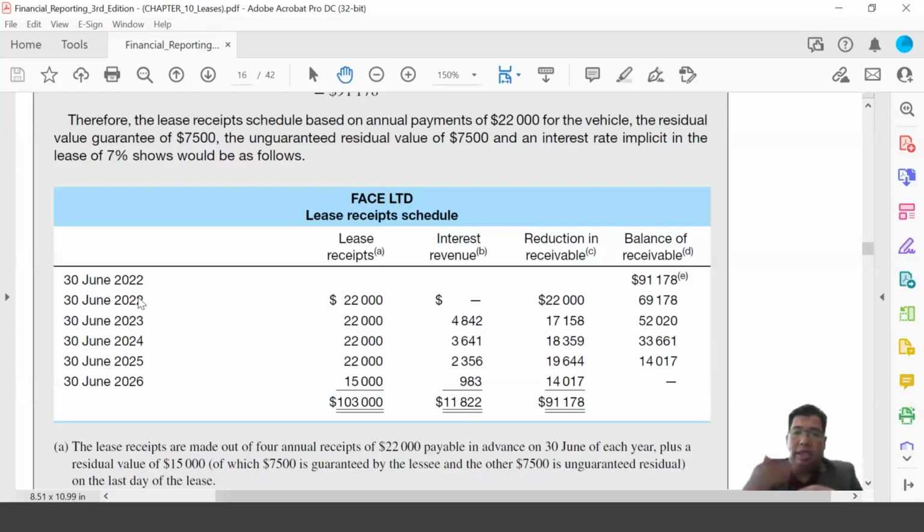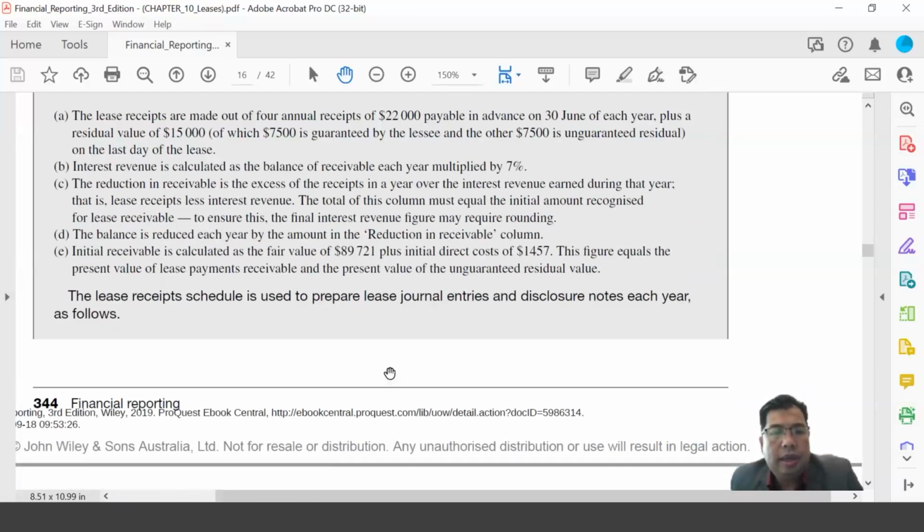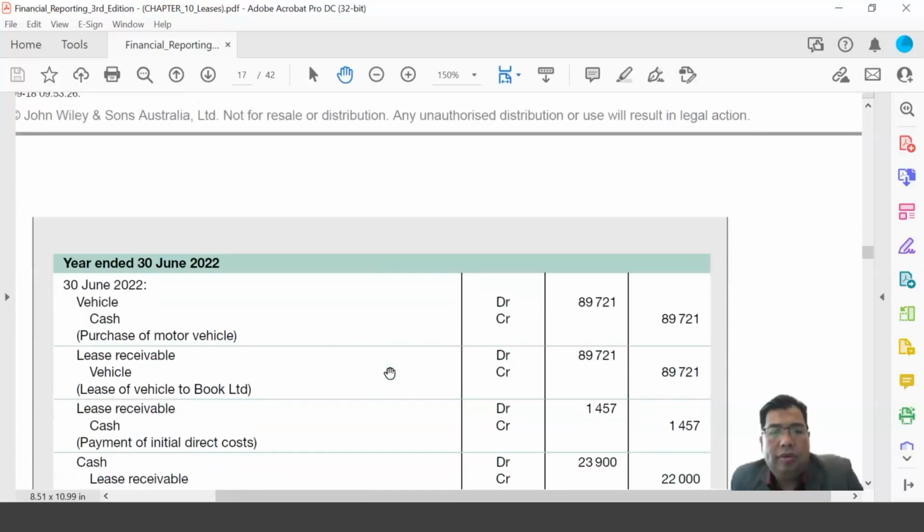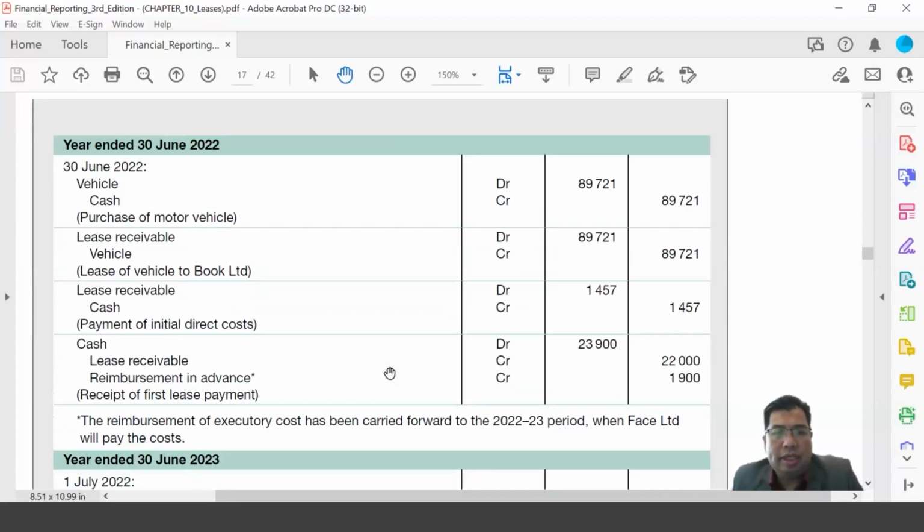So this is the accounting for lessor in the context of finance lease. In the context of finance lease, we derecognize the asset, the vehicles, from the balance sheet, and then we recognize the lease receivable as an asset. Okay. So what will be the journal entry as expected?